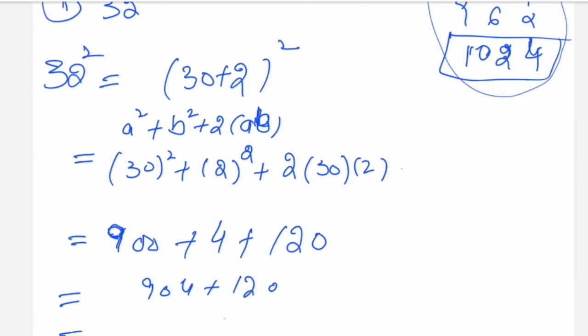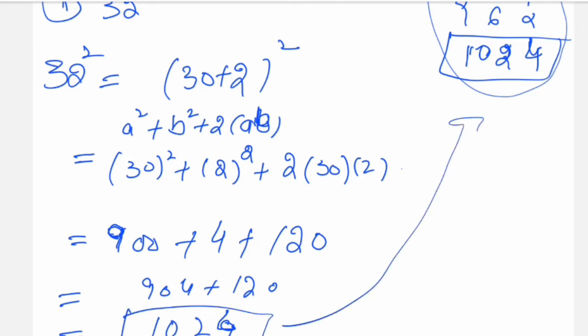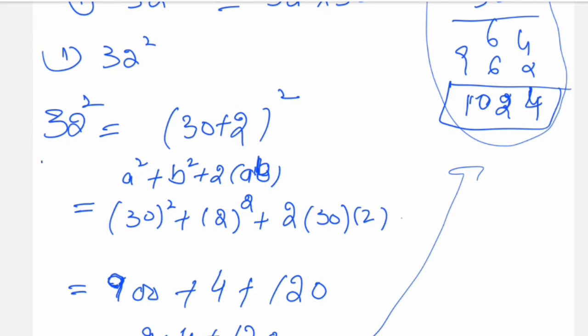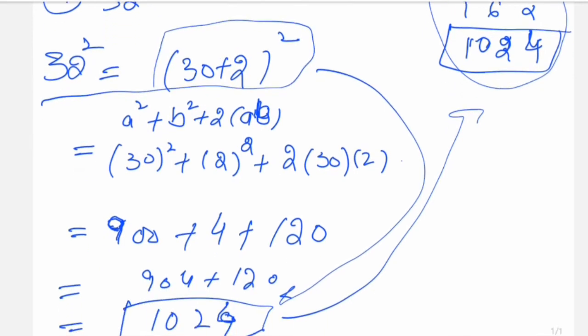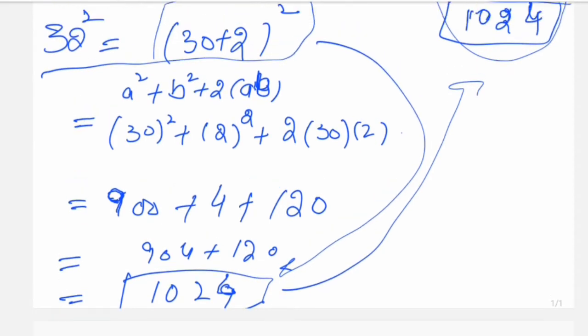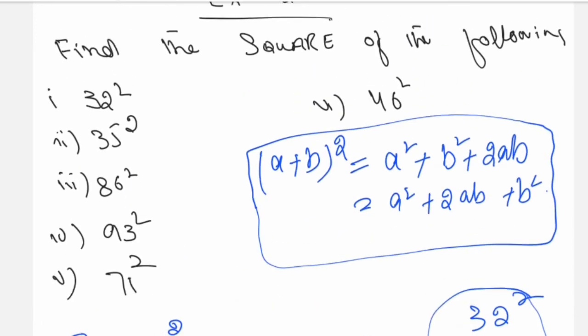So it will become 4, 2, and 9 plus 1 is 10. 1024. When we did it as 32 square, we got 1024. And when we did it as (30 plus 2) square, according to the formula, we get the same answer, which is 1024. So without using any calculator, you can find the value of 32 square. Similarly, the next question is 35 square.